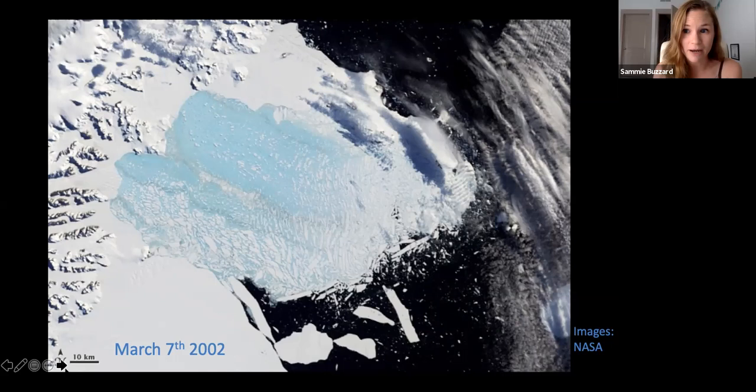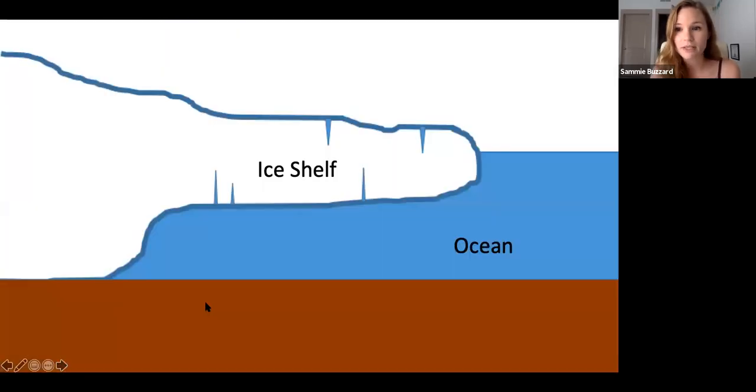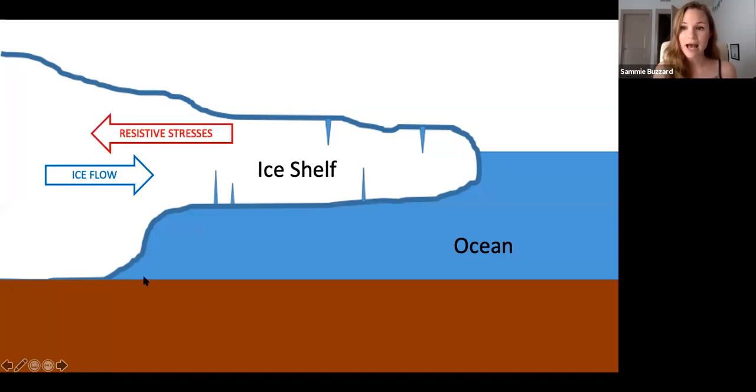Now, why do we care about ice shelves being lost? Well, ice shelves are important because, of course, they're the floating part of Antarctica. And whereas ice flows off the land and onto the ice shelf and floats on the ocean, they also provide resistive stresses to stop that happening so fast. So, of course, when an ice shelf is taken away and collapses suddenly, that ice flow can then speed up, and that will, of course, contribute to sea level rise. And this was observed, for example, after the collapse of the Larsen B ice shelf.